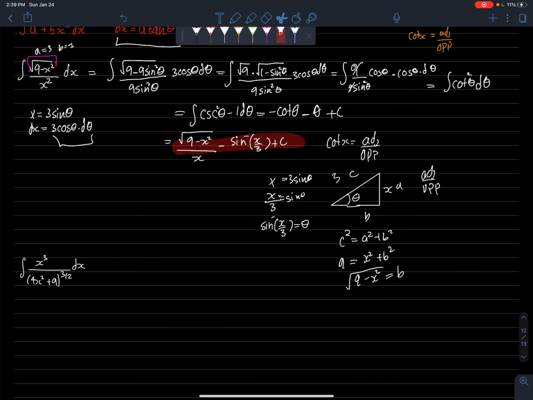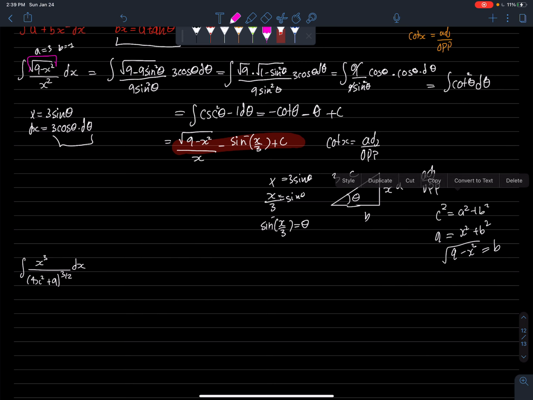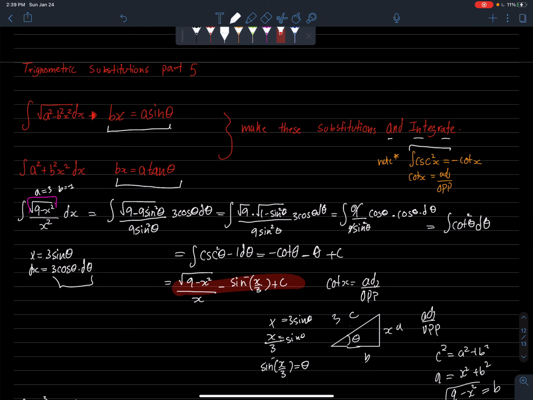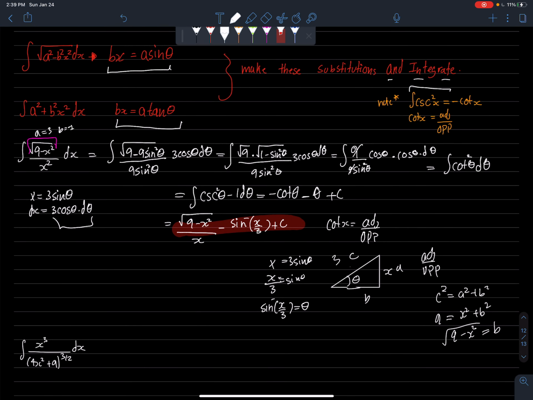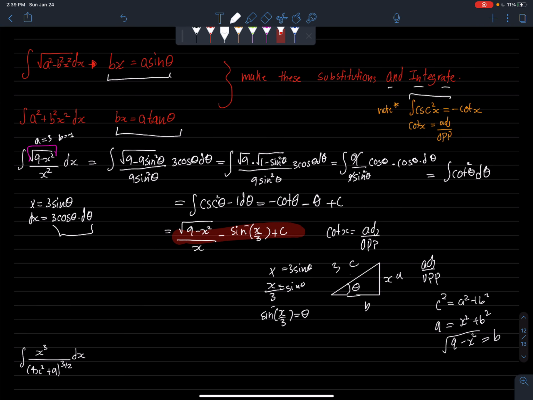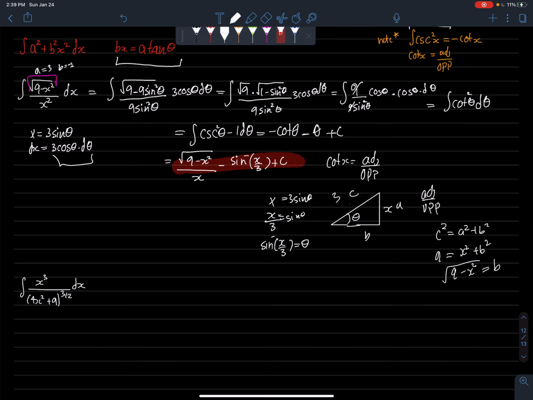Okay. Let's do the next question. The next one is a little bit trickier. Okay, so this one fits the second one. A squared plus b squared x squared, right? A is 3, b is 2, and we have the x squared, so we have to use tan.